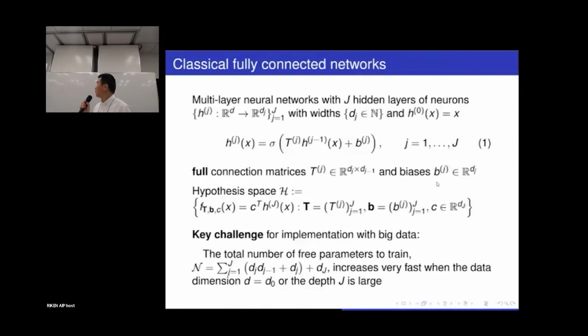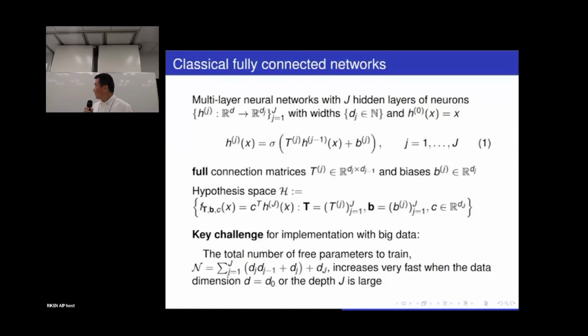Of course, we can use multiple layers to define an iteration relation by equation 1, which is activated by an activation function sigma component-wise. At each layer, we have a matrix T_l to be trained and a bias vector b_l accordingly. The last layer is T_J, capital J. We take linear combinations. That will be an output function f_{T,b,c}. T, b, c are all parameters to be trained.